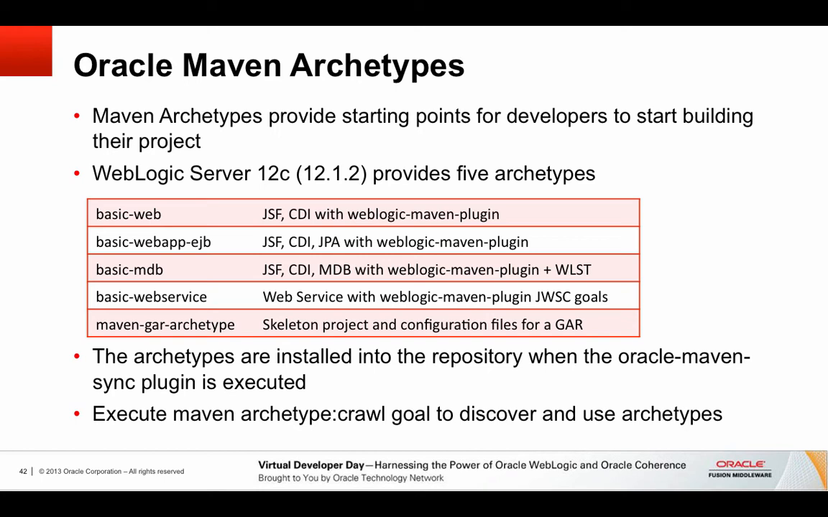We have a web service example, and the Coherence team have produced an archetype that will create a skeleton for a Maven project that has the configuration files and structure for one of the new grid archives. These archetypes are installed into the repository, so you should be able to execute them after you've done your push goal and further executed something we call the Maven archetype crawl goal, which is going to traverse through your repo, look for archetypes and store them in a configuration file that can be used.